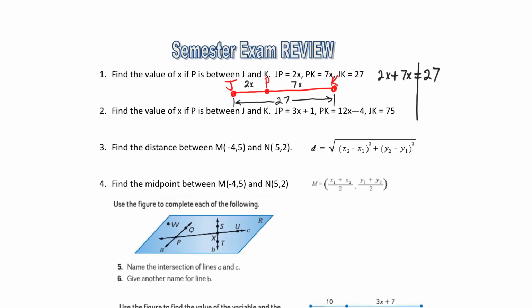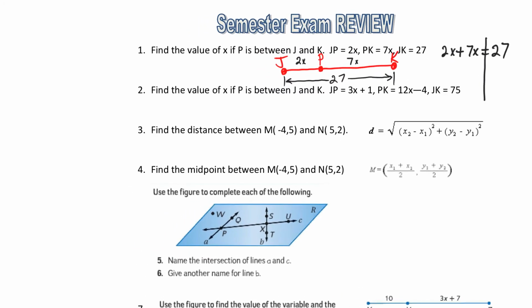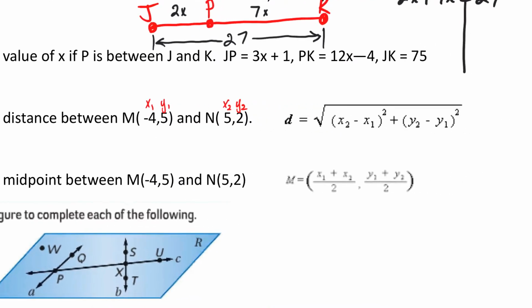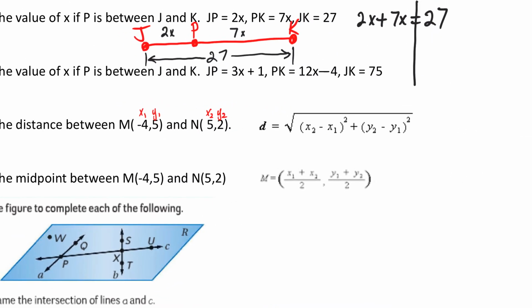Okay, number 2 is the exact same way. It's just different stuff there, different numbers. Okay, number 3 says find the distance between it. So we just need to label these real quick. We have x1, y1, and x2, y2. All right, so let's plug that in here.